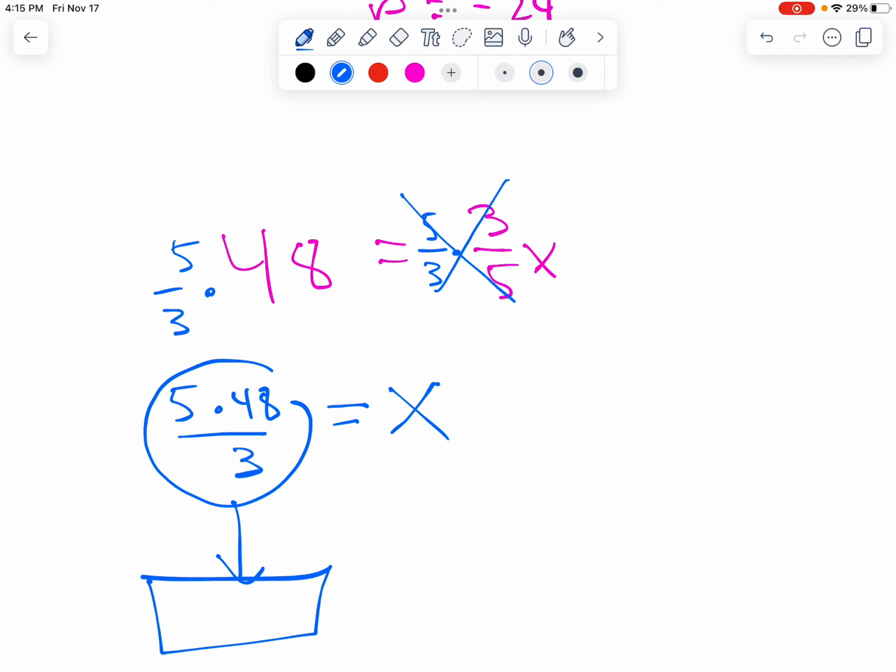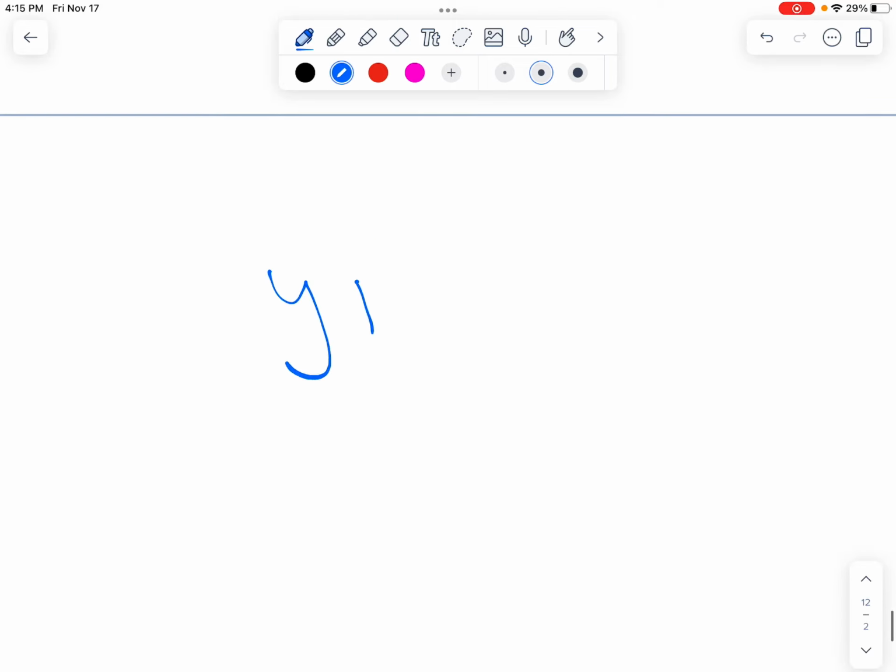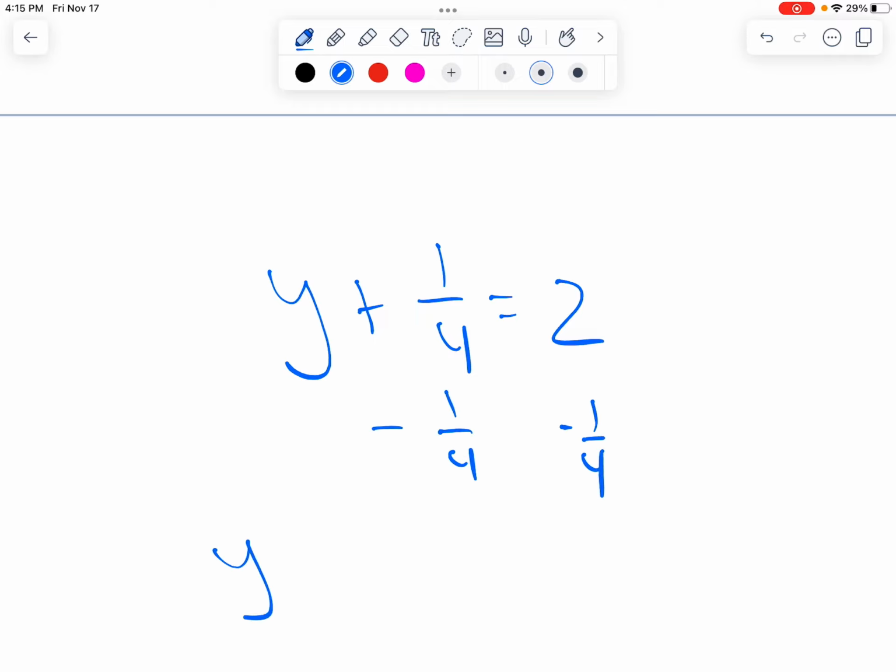All right, let me take a look through here and see if there's any other ones that are kind of tricky. What if I have like y plus 1/4 equals 2? I want to get y by itself, so we're going to subtract a fourth, subtract a fourth. So y equals 2 minus 1/4. And what I would suggest is just typing this into a calculator.